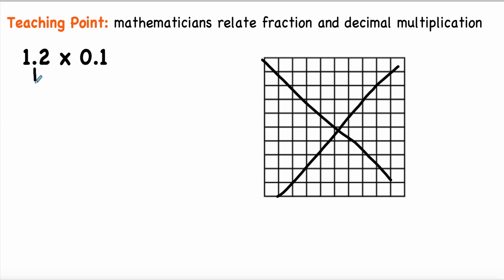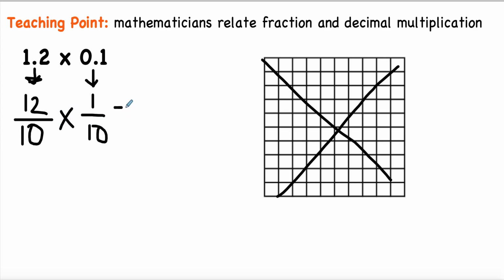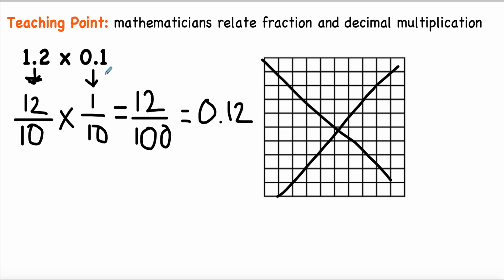But what will be helpful is to rewrite each of these as a fraction. So 1.2, 1 and 2/10, I can rewrite that as 12/10. Then I can rewrite my 0.1 as 1/10. And I can multiply across. So 12 times 1 is 12. 10 times 10 is 100. And I get 12 100ths, which I can write back as a decimal as 0.12 or 12 100ths.